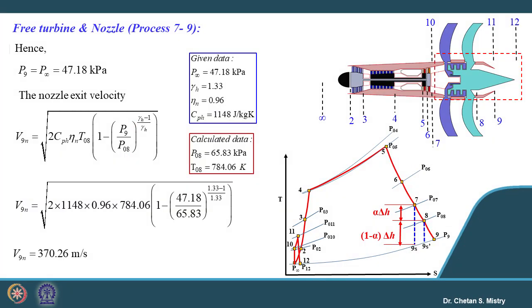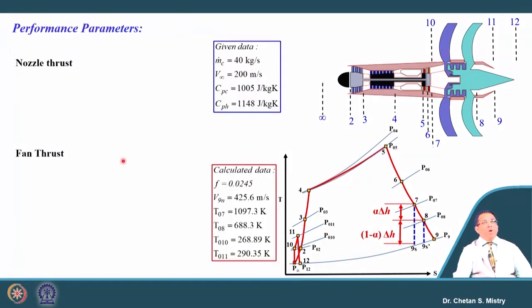Here in this case, the Cp value, nozzle efficiency, T08, and the pressure ratio are what is known to us. So, that gives the exit velocity. You can understand this value is on the higher side. So, you can say we will be having a contribution in terms of thrust generation by our core engine nozzle. Okay. Once we have all this information, we need to calculate our performance parameters.